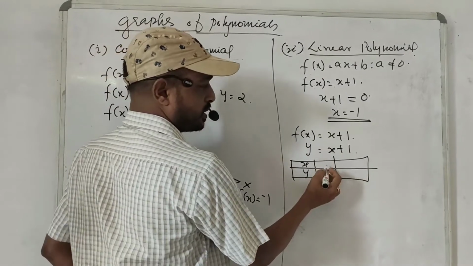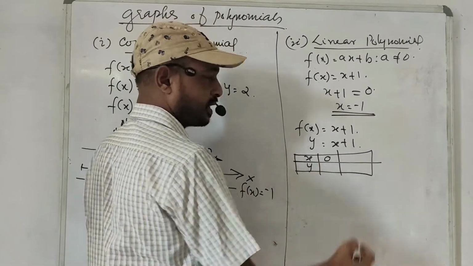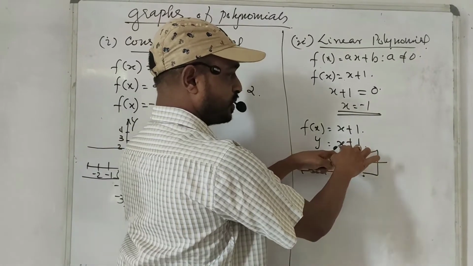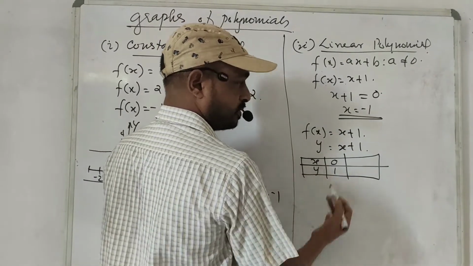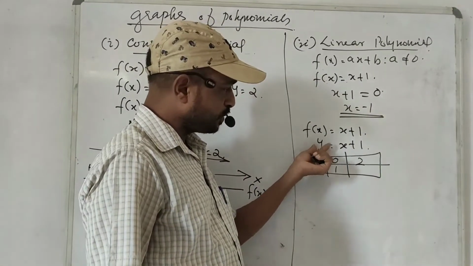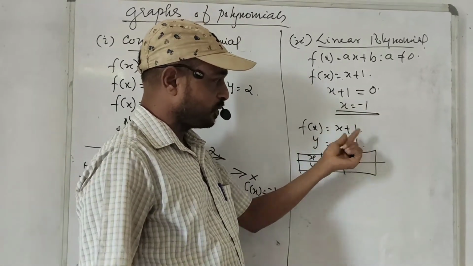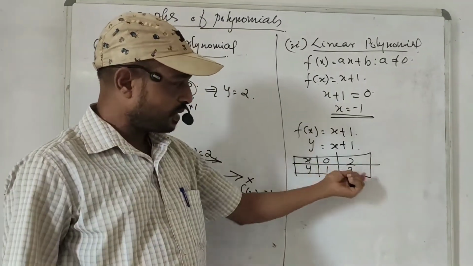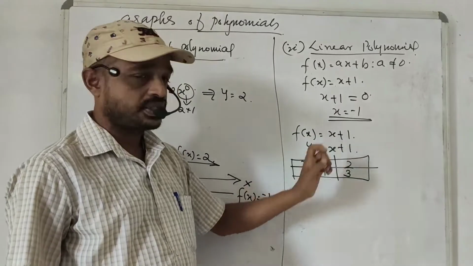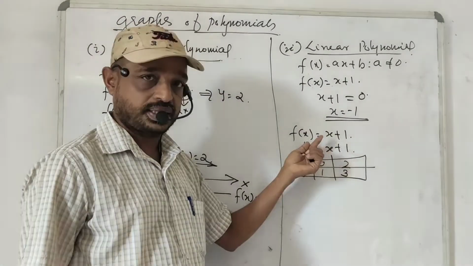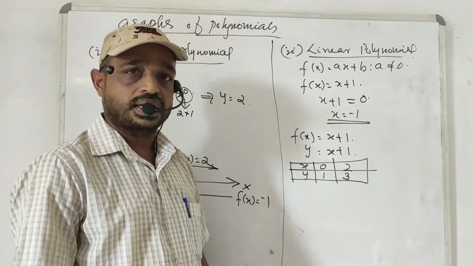So suppose for the sake of simplicity, let us take x equal to 0. If x is equal to 0, what is y? y equal to 0 plus 1, that is 1. Now let us take x is equal to 2. If x is equal to 2, what is y? y is equal to 2 plus 1, that is 3. See, in order to draw a straight line, only 2 points are needed. Now let us mark these 2 points in the xy plane. I think you know how to draw the graph.